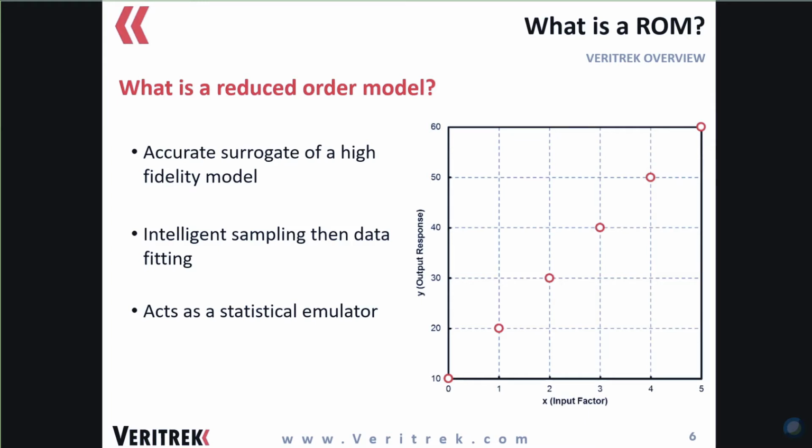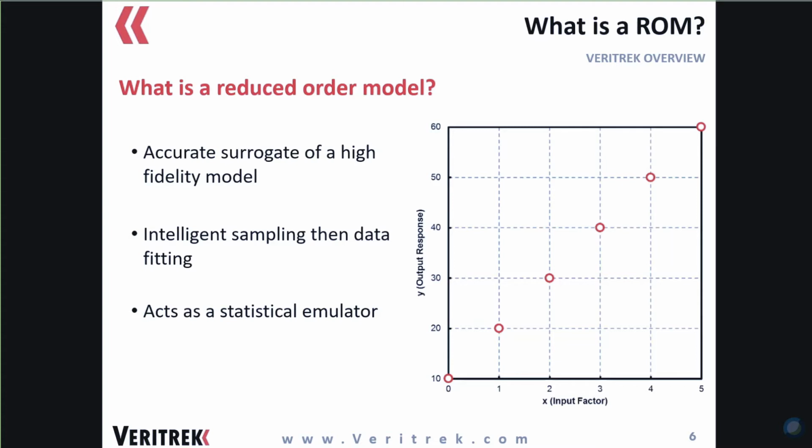All right, so what is a reduced order model in our eyes? In a lot of cases, we're taking multi-thousand node models and reducing node count. What we're actually doing here with Veritrek is basically sampling and then data fitting. We're running our high fidelity model at a number of different sampling points, and then fitting the resultant data. So we have a very simple 2D example where we have one input factor on the x-axis, and one output response on the y-axis.